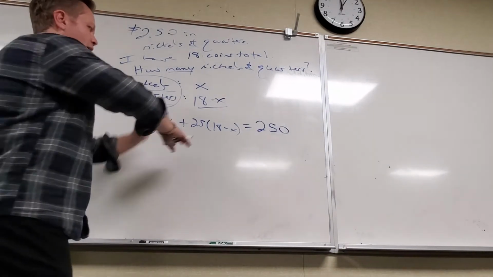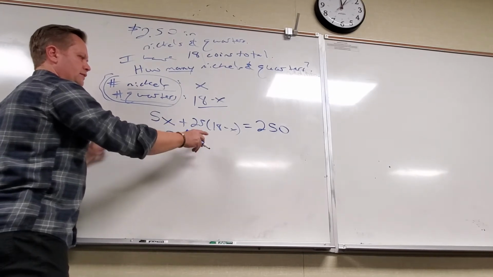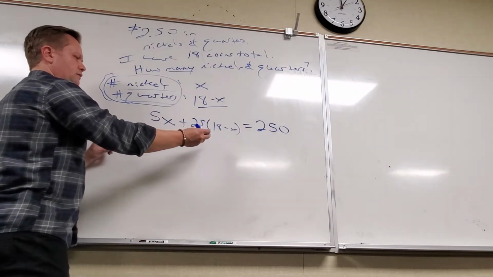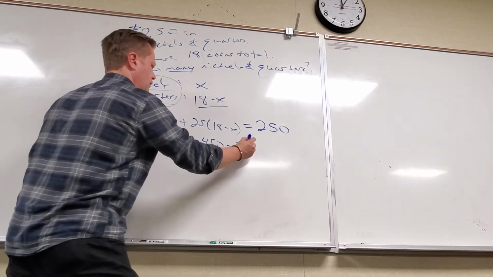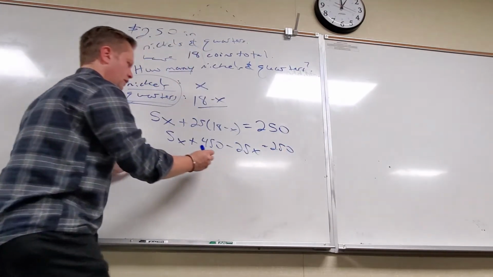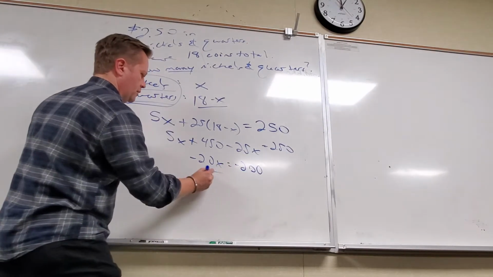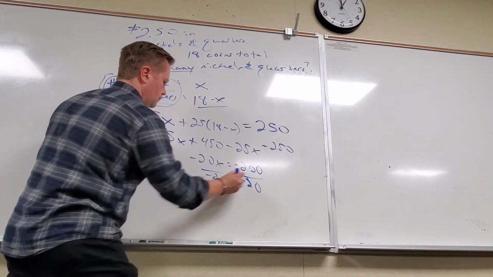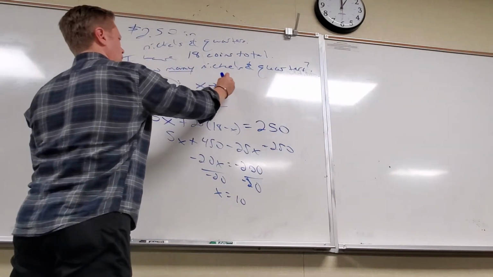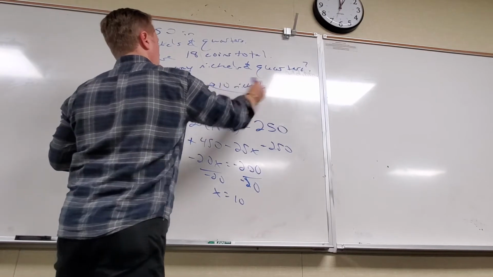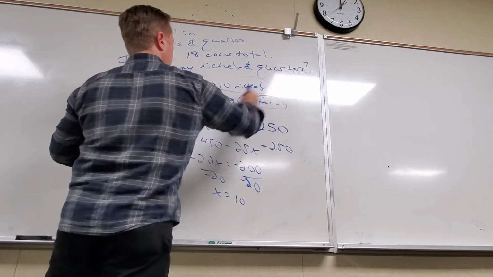So watch this. The rest of this is almost anticlimactic. 5x plus, what's 18 times that? 450? Maybe. Let's just pretend it is. I normally know, but you never know, I could be wrong. Subtract 450, divide by -20. I get 10. 10 what? Nickels. 10 nickels. And then how many quarters? 8 quarters. Blah, blah, blah. I don't care.